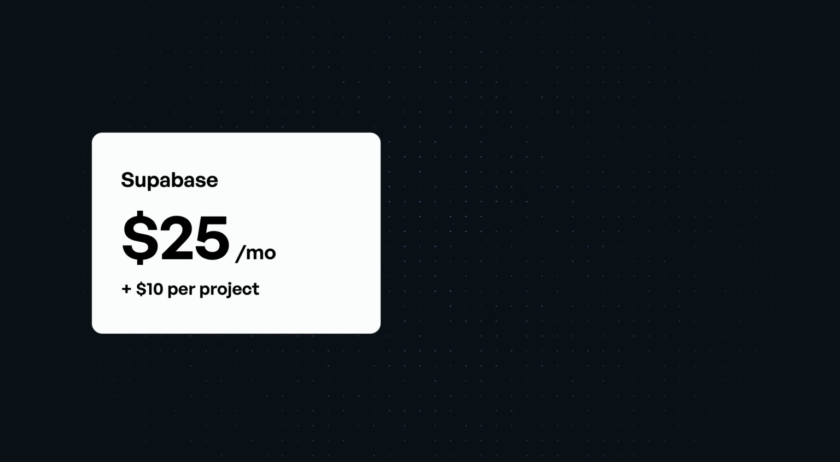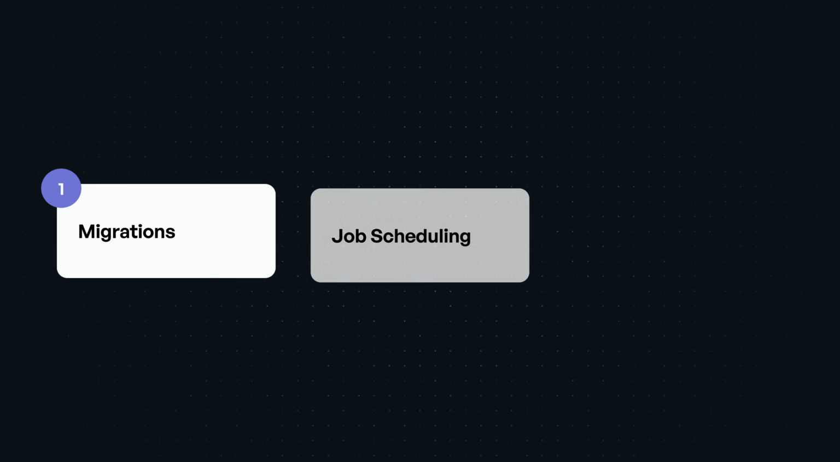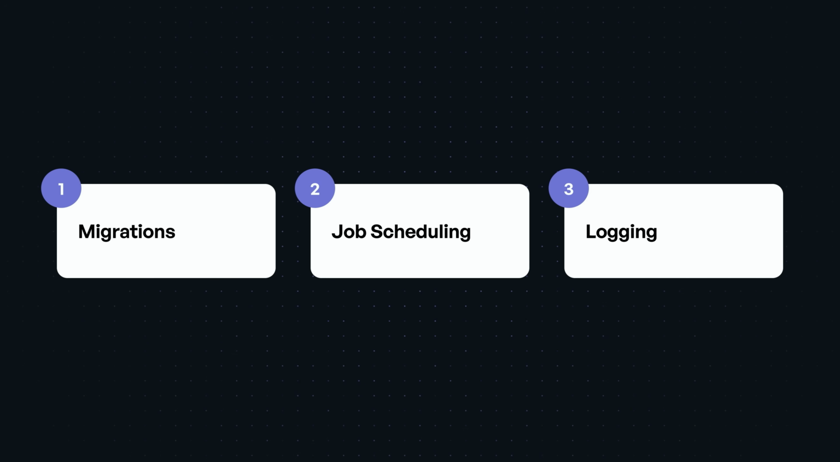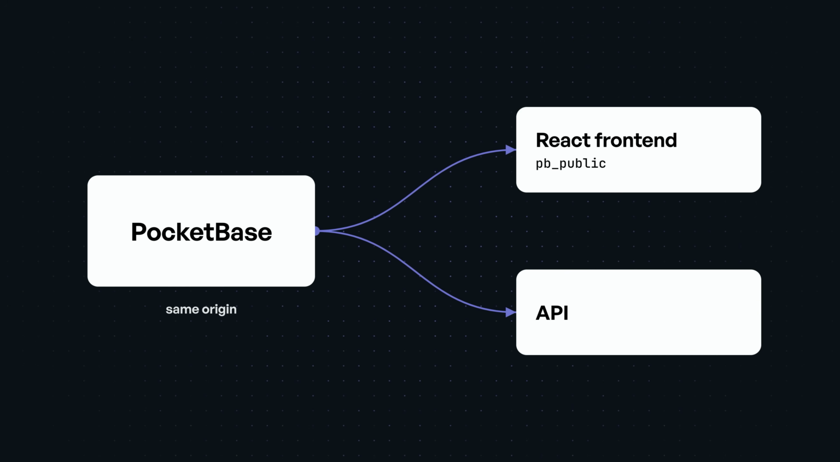Compared to tools like Supabase, which can start at $25 for the basic tier, PocketBase is basically free. You just have to pay your VPS costs, which can be as little as $4 and allows you to run as many projects as you like. But of course, you would want to scale this up with usage. PocketBase also comes with everything you'd need for production apps, like migrations, job scheduling, and logging. You can also serve static files directly with PocketBase by dropping them into the PB public folder, and this would be useful for something like a React frontend. Alternatively, you can also host dynamic routes with template rendering, and this would be perfect for things like email templates. So if you do want a single box setup, then this is how you do it.